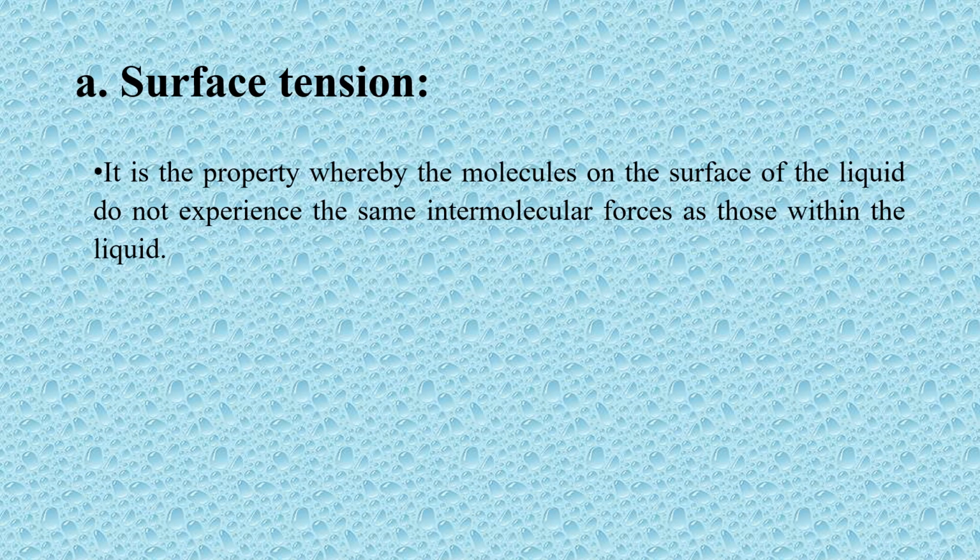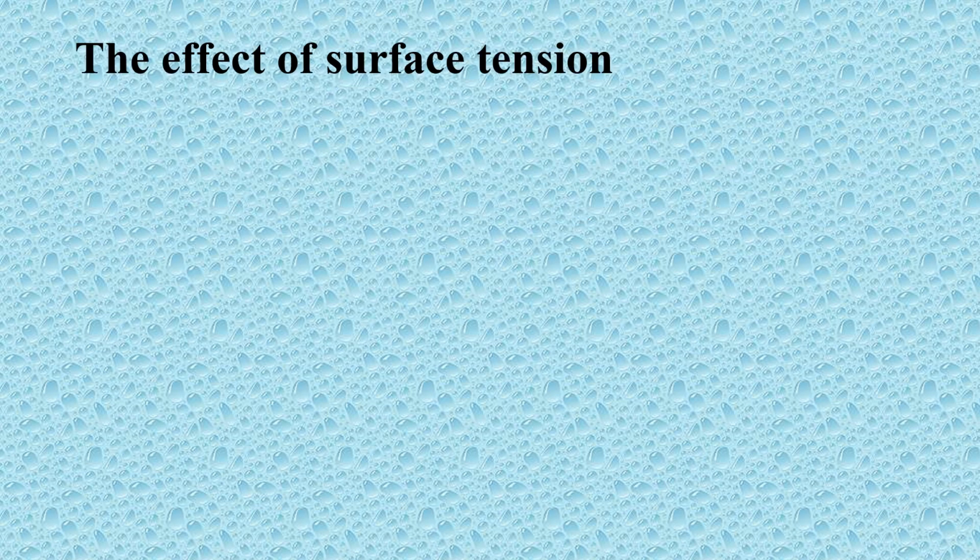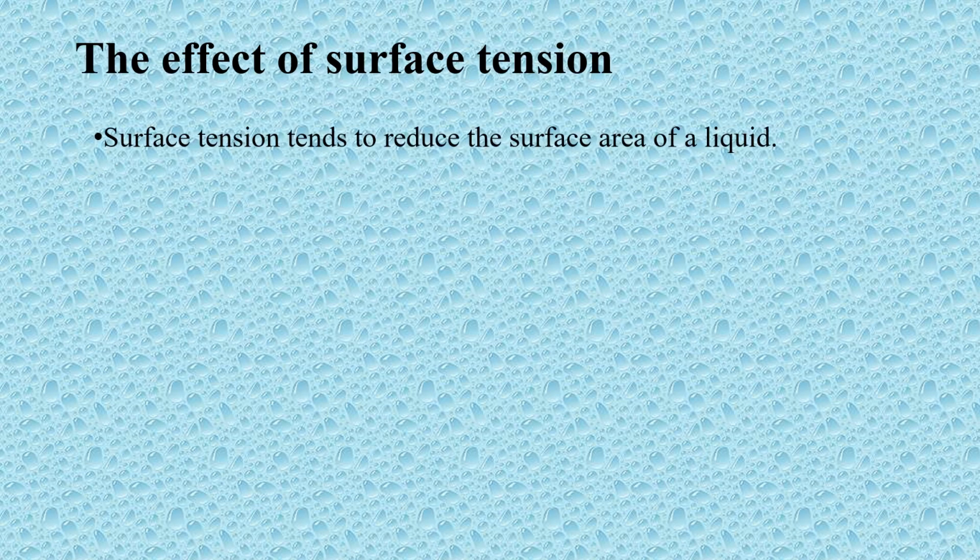A. Surface tension. It is the property whereby the molecules on the surface of the liquid do not experience the same intermolecular forces as those within the liquid. The effect of surface tension. Surface tension tends to reduce the surface area of a liquid.